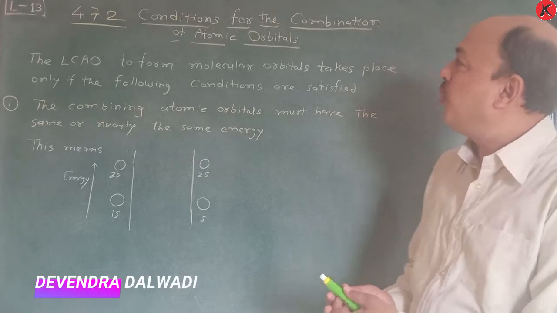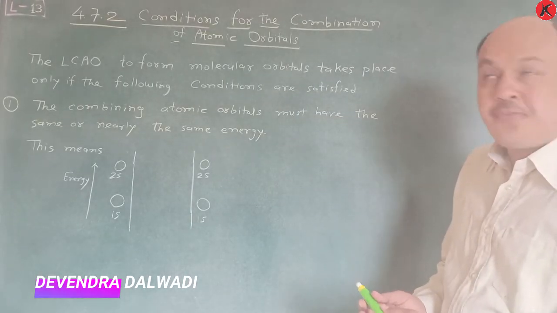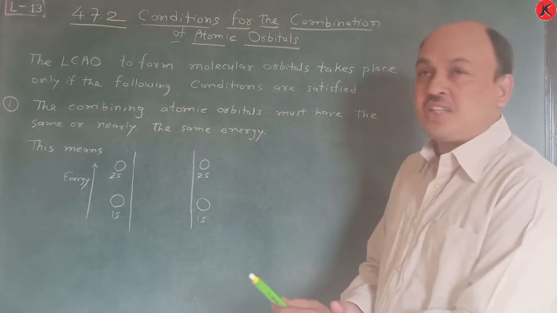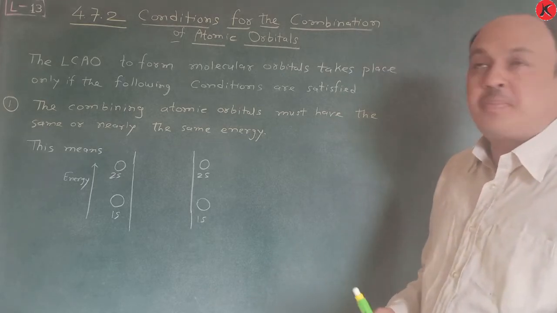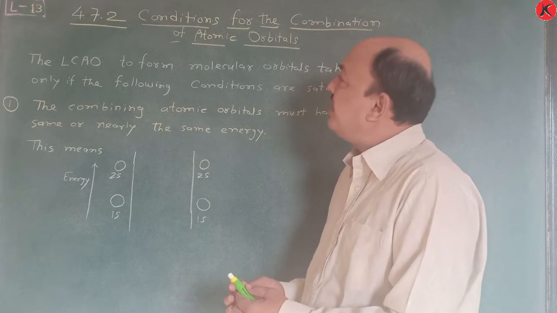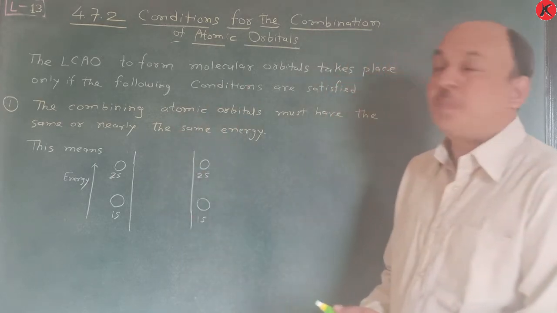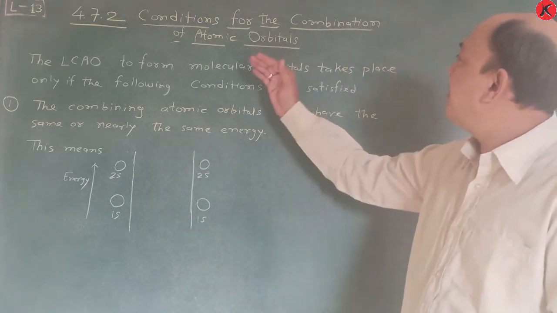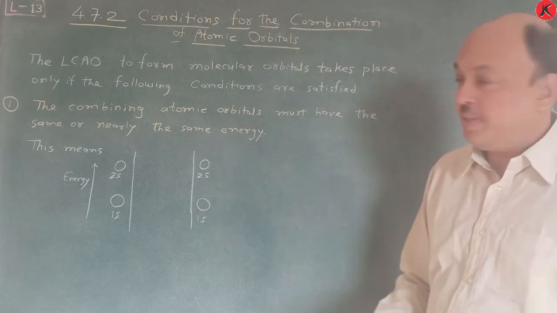Hello friends, now in your unit 4, chemical bonding and molecular structure, standard 11, lecture number 13 continues. Lecture number 13, it's a new lecture, and it now continues with topic 4.7.2, conditions for the combination of atomic orbitals.